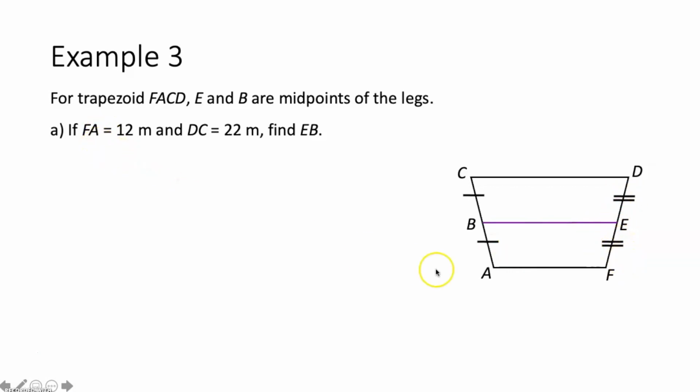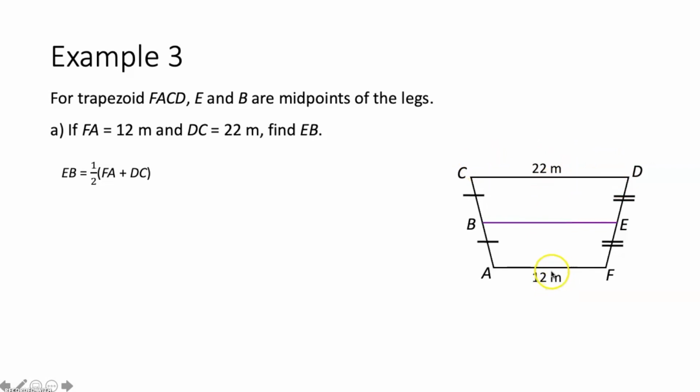We also know that the measure of segment FA right here is 12 meters and the measure of segment DC up here is 22 meters. We are trying to find the measure of segment EB in here. Well, if you recall, in a trapezoid, a segment joining the two midpoints of the legs is technically called your midsegment. And one of the properties of the midsegment is that its measure is equal to half the sum of the two bases. So if I want to find the measure of segment EB, I'm going to add together the measures of the two bases, the measure of segment FA and the measure of segment DC, and then divide that by 2 or multiply it by half.